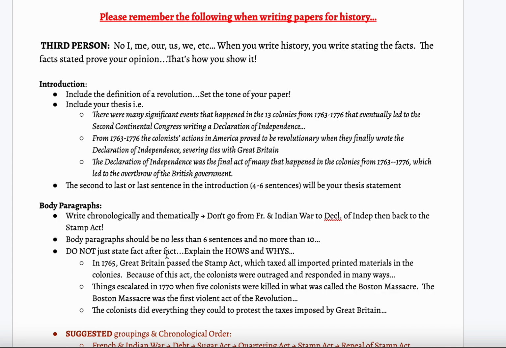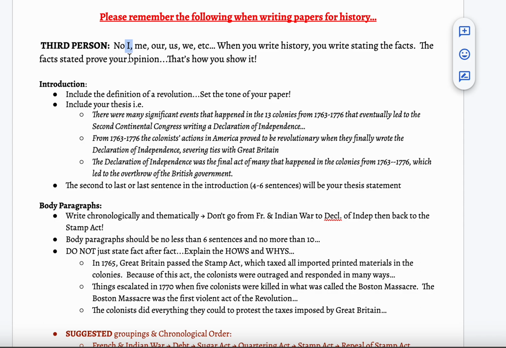Now, most of you might remember this from 7th grade. If you have no idea what I'm talking about, here we go. Remember that the following needs to happen when writing papers for history. You write in the third person. You don't say I or me or ours or us or we. You don't say like, I think. You don't think. All right? You state it like it's a fact. You prove your opinion. So you would say, the revolution was a significant time in American history.